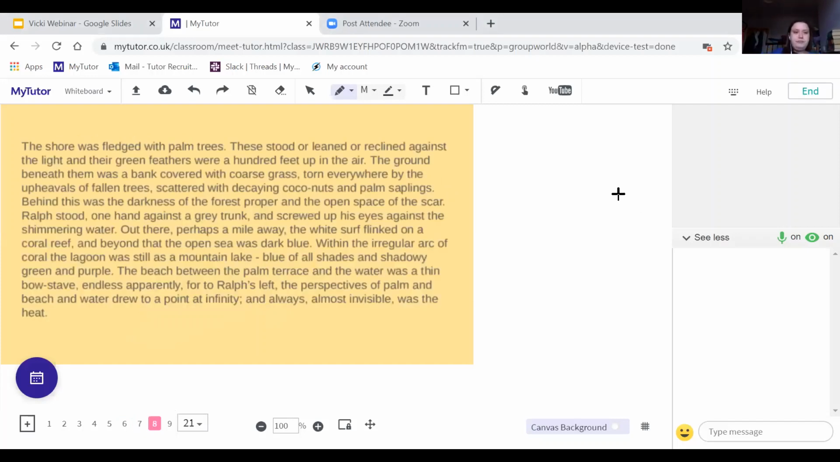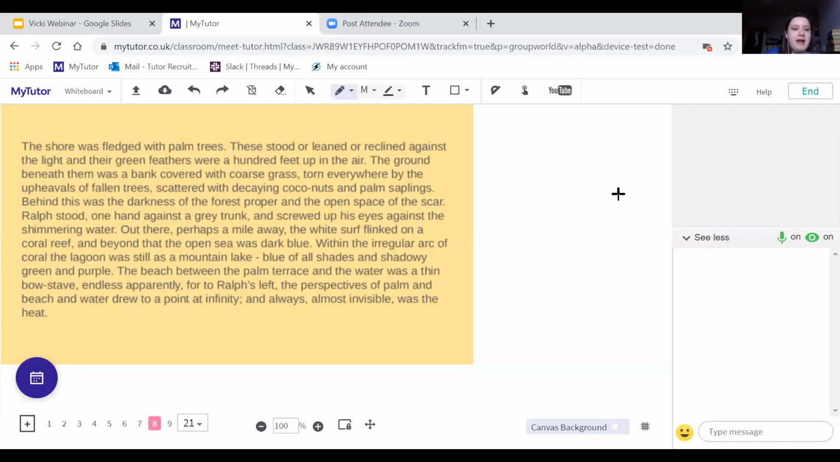So you'll usually be given quite a chunky paragraph to look at. So this is what we are looking at. The shore was fledged with palm trees. These stood or leaned or reclined against the light, and their green feathers were a hundred feet up in the air. The ground beneath them was a bank covered with coarse grass, torn everywhere by the upheavals of fallen trees, scattered with decaying coconuts and palm saplings. Behind this was the darkness of the forest proper and the open space of the scar.